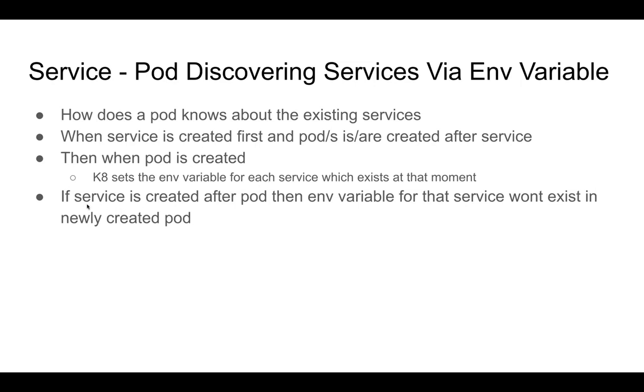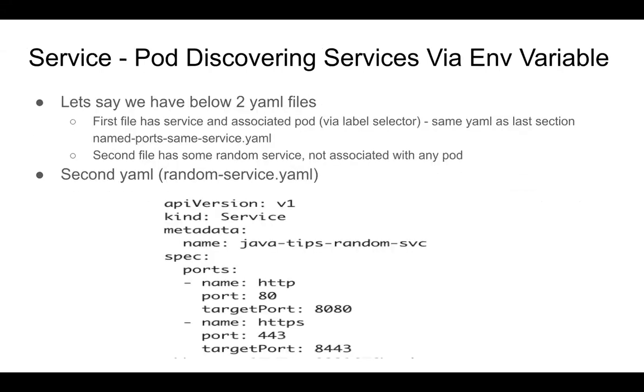What does that mean? Let's say you created 3 services and then you created a pod. You will have the environment variables for those 3 services in the pod. After the pod has been created, you create the 4th service. This 4th service's environment variable will not exist in the pod. So that's how it works.